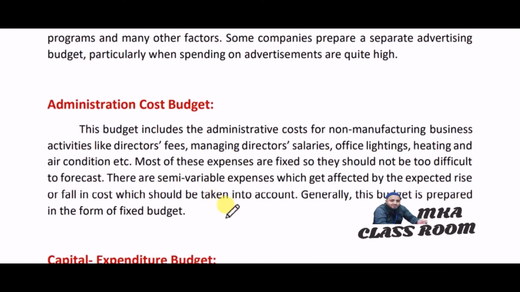Administration cost budget. This budget includes the administrative cost for non-manufacturing business activities like directors' fees, managing director's salaries, office lighting, heating, and air conditioning, etc. Most of these expenses are fixed, so they should not be too difficult to forecast.